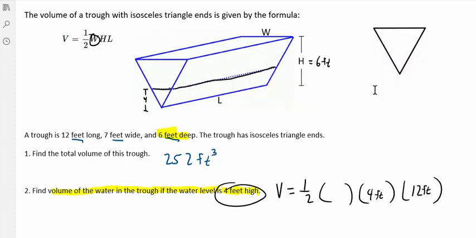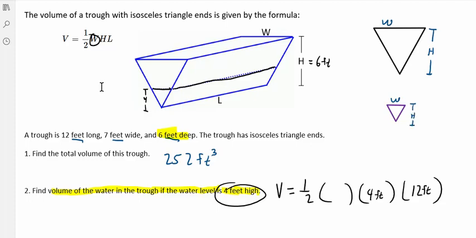And then let's compare that with the smaller triangle you'd get now that the trough is only 4 feet high of water. Let me make a copy of that. These two triangles should be similar, so I can just set up a proportion, maybe comparing the width to the height of the big triangle as compared to the width and the height of the smaller triangle.